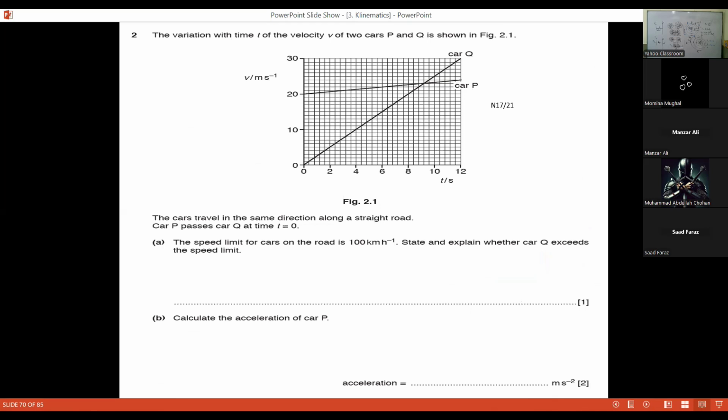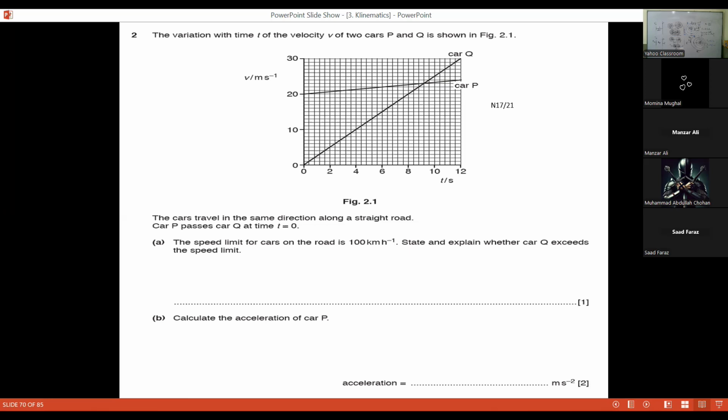Okay, we have two cars, P and Q. P is moving at 20 and then speed increases to 24. Q was stationary at that instant and then it starts to accelerate, and in 12 seconds the speed has reached 30 meters per second. अब वो कहता है जी बताइएगा कि क्या जो Q था उसने ओवर स्पीडिंग की है.